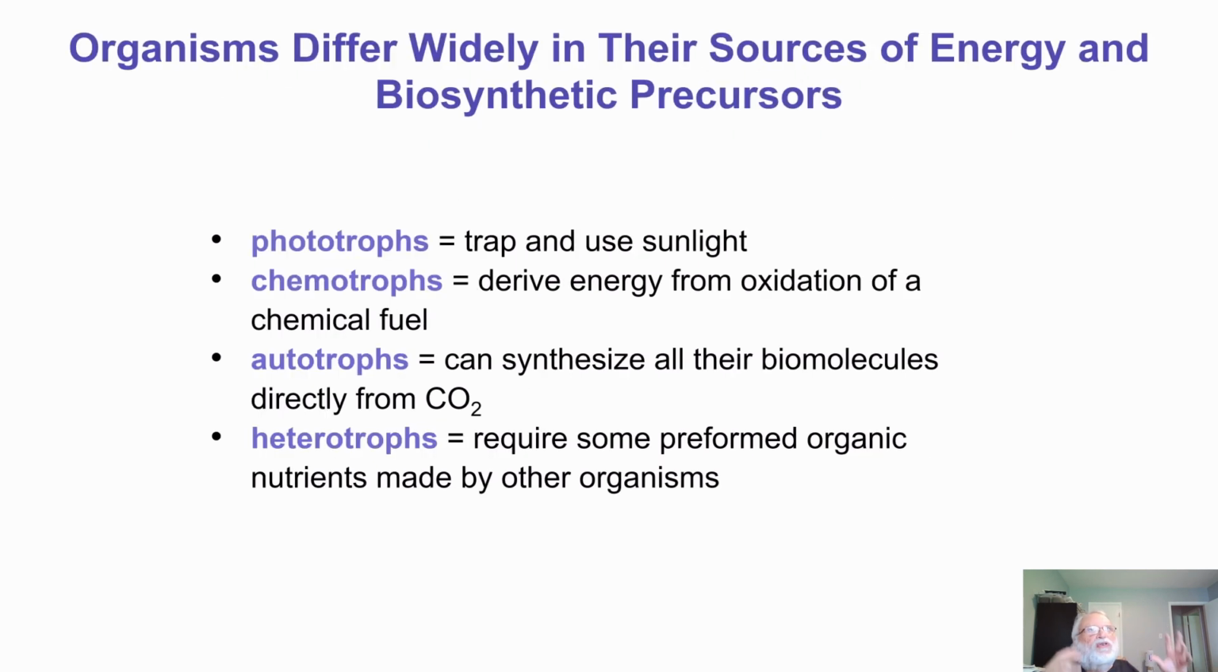Organisms differ greatly in their sources of energy and biosynthetic precursors. Phototrophs trap and use sunlight, photo meaning light. Chemotrophs derive energy from oxidation of chemical fuel like sulfates and nitrates. There are a lot of organisms like that, and a lot of the archaea are chemotrophs. Autotrophs can synthesize all their biomolecules directly from carbon dioxide. Plants and cyanobacteria are autotrophs. And there are heterotrophs that require some preformed organic nutrients made by other organisms. We're a heterotroph. We eat food to get energy.